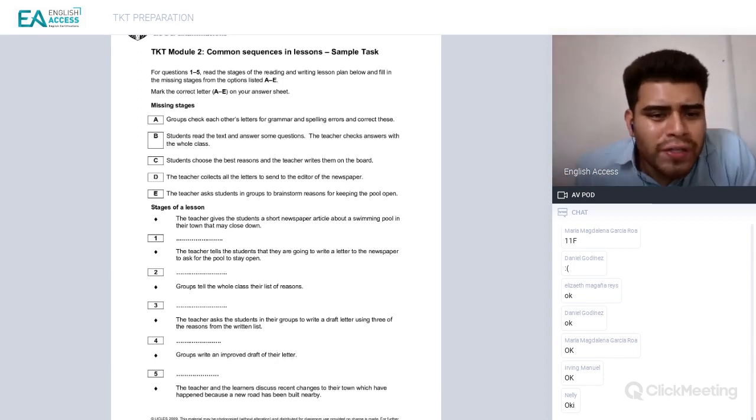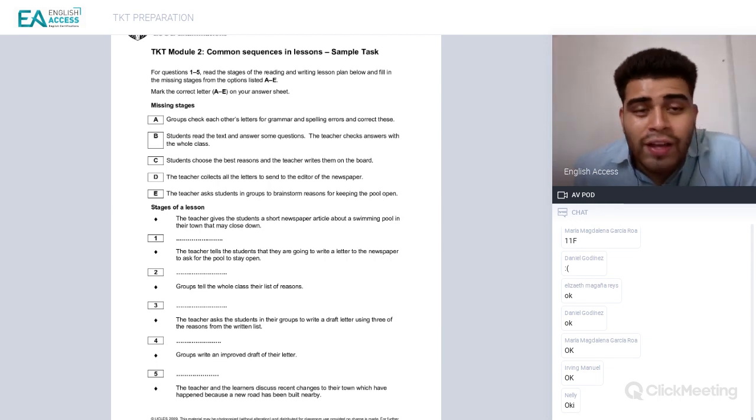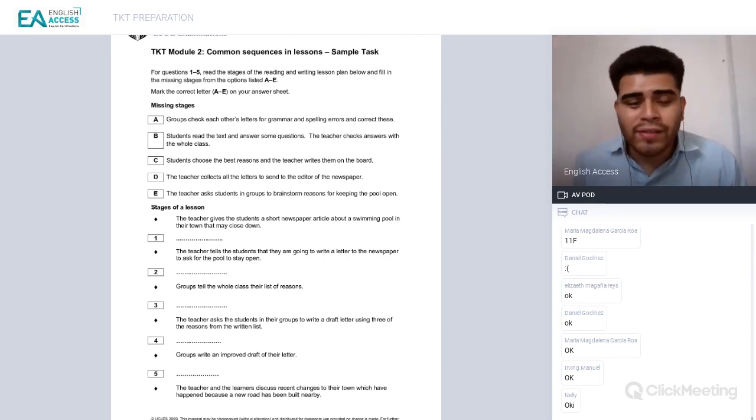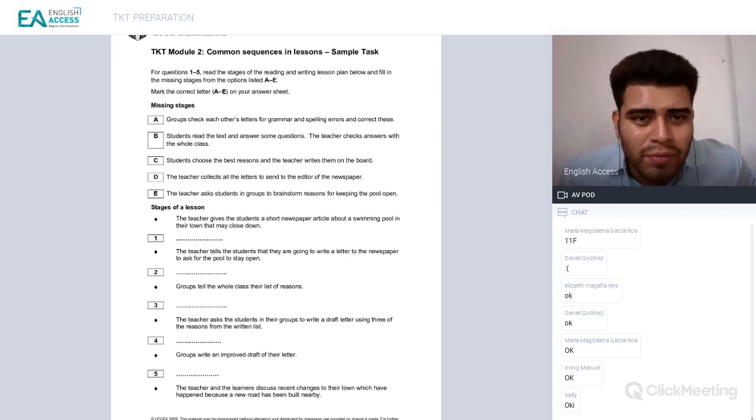For questions 1 to 5, read the stages of the reading and writing lesson plan. All right. So this is a reading and writing lesson plan, not the language, but the skills. Fill in the missing stages from the options listed A to E. Let's see.